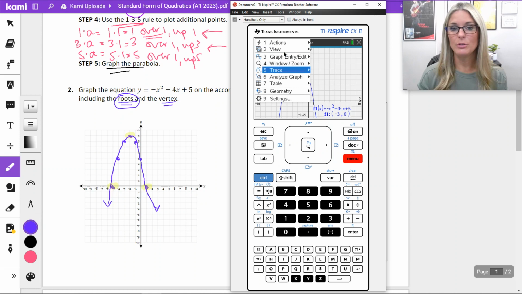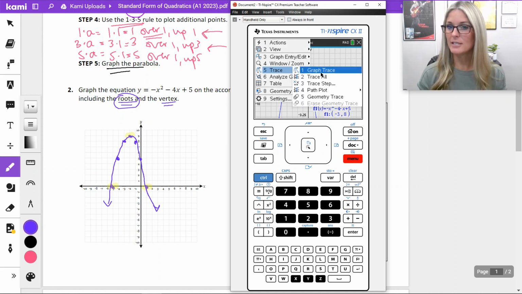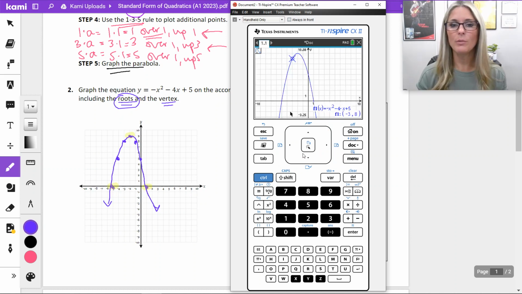Again, that's under menu, number 5, trace, graph trace. A lot of students end up using that. When you're done with that feature, you can just hit escape to remove that.